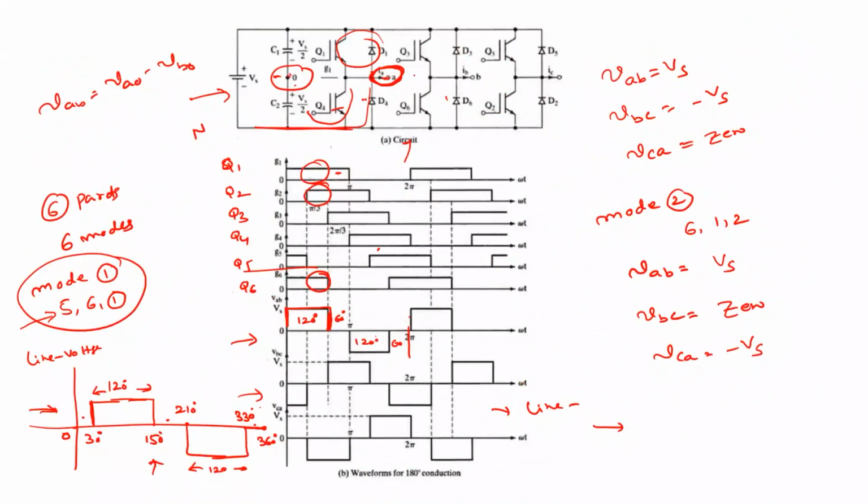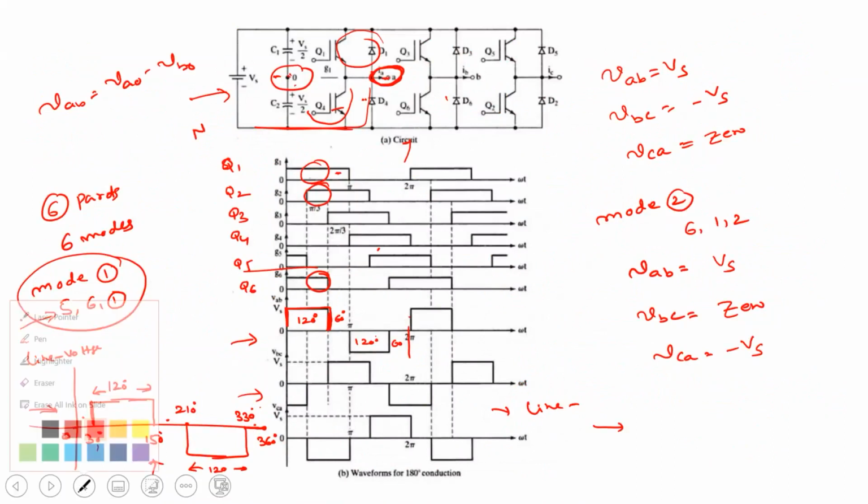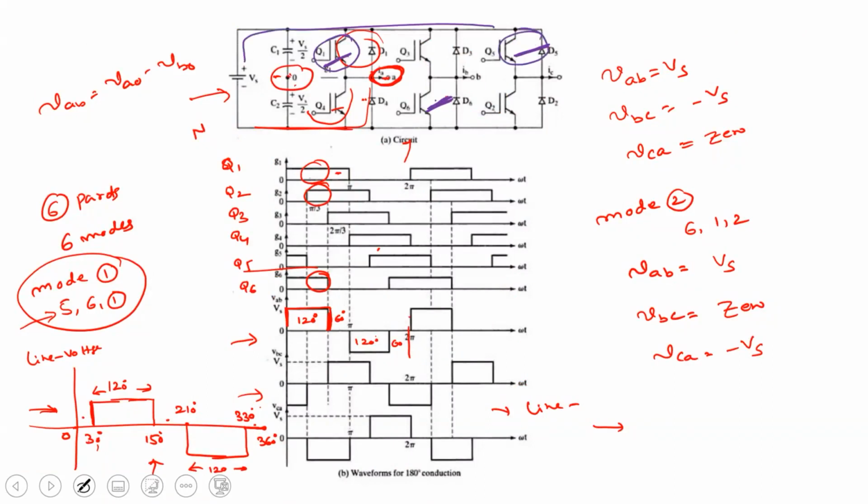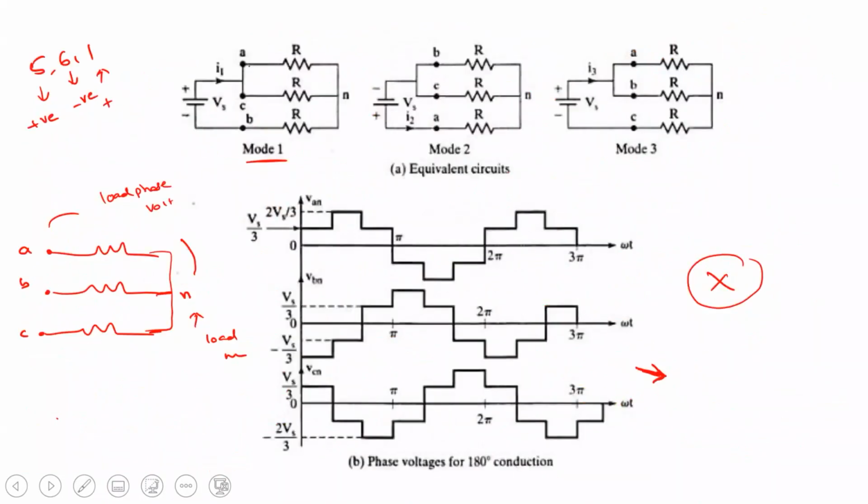Here this is your 5, this is 6 and this is 1, right? So 5 and 1 are connected to the positive terminal, whereas the 6 is connected to the negative terminal. This is its equivalent circuit. So A phase and C phase are connected to the positive terminal of the DC bus. This is C phase, this is B phase and this is A phase. So A and C are connected to the positive terminal, whereas B is connected to the negative terminal. So this is N.